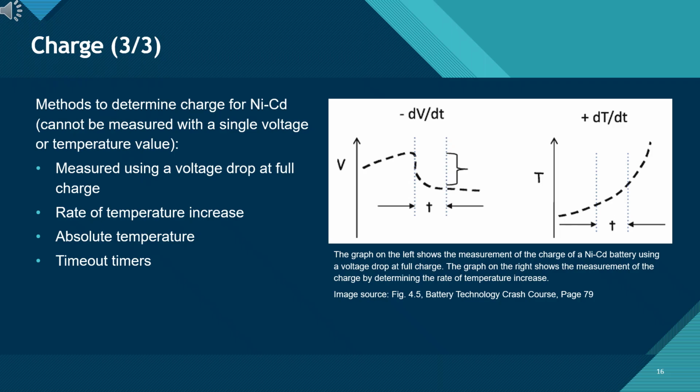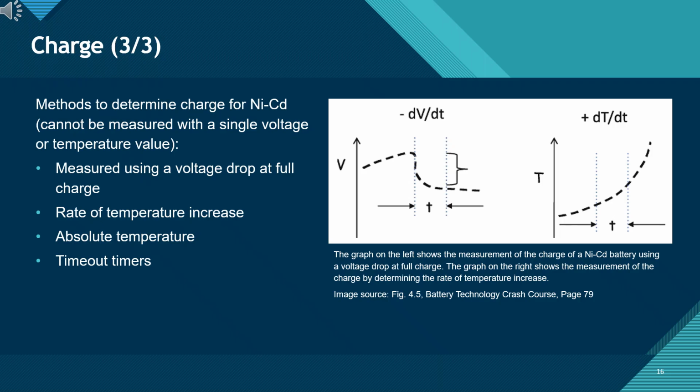Now, let's examine how we actually determine the charge level in a NiCd battery. Unlike some other batteries, you cannot simply measure a single voltage or temperature value to determine exactly how full the battery is. Instead, we rely on several methods combined. The most common method is to watch for a voltage drop at full charge. As shown in the left-hand graph, the voltage rises during charging, but at full charge, there's a slight dip, indicating that the battery is fully charged.